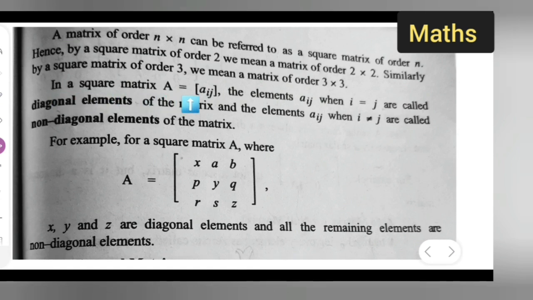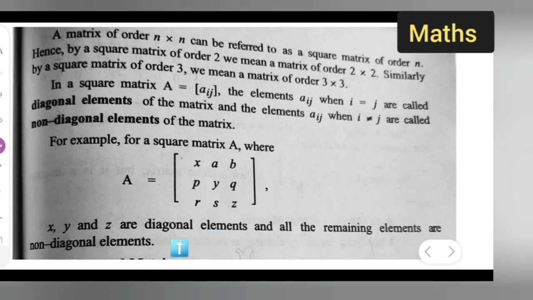In a square matrix A equal to [aij], the element aij when i is equal to j is called a diagonal element of the matrix, and the element aij when i is not equal to j is called a non-diagonal element of the matrix. For example, for a square matrix A equal to x, a, b, p, y, q, r, s, z, the elements x, y and z are diagonal elements and all the remaining elements are non-diagonal elements.